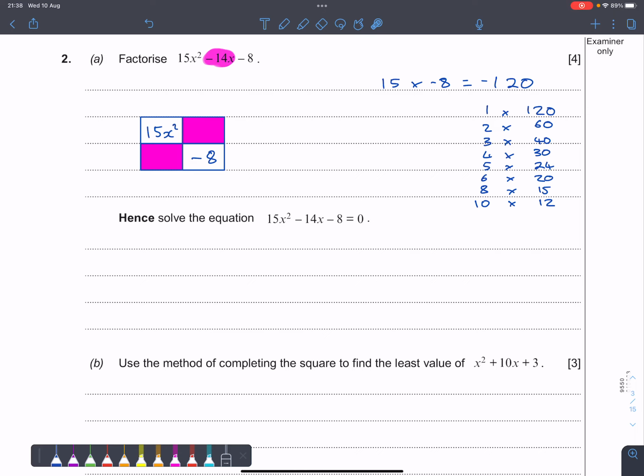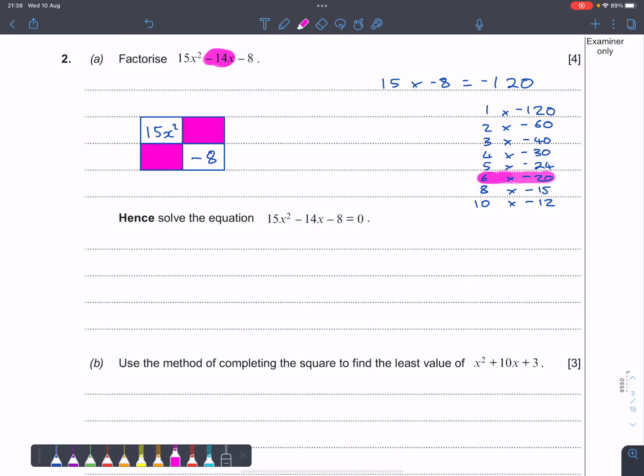Okay, now because these two numbers need to multiply to give a negative, that means one of the values in the pair has to be positive, the other one has to be negative, and because when they add together they give an overall negative value, that means the larger number has to be the negative one. So I'll put the negative signs on all the larger numbers. And then we can see which pair will add up to give negative 14. Well, it's going to be this one here, 6 and negative 20.